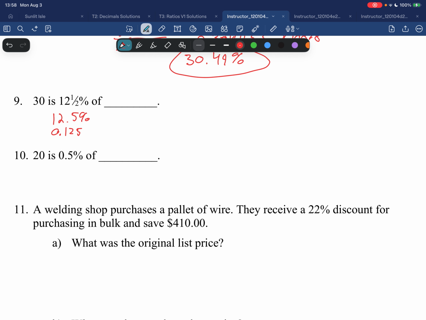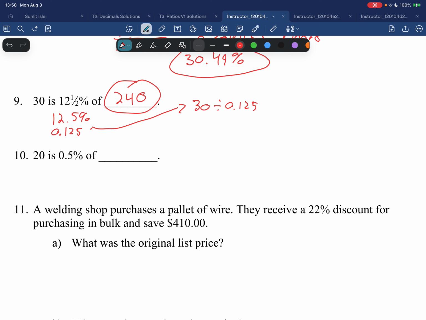And now I'm going to take this and go 30 divided by 0.125. I'm going to get 240 is my answer. Again, this is just because if I wanted to find 12.5% of 30, I would multiply. But here it's backwards. I'm given that 30 is 12.5% of something. So instead of multiplying, I'm going to divide.